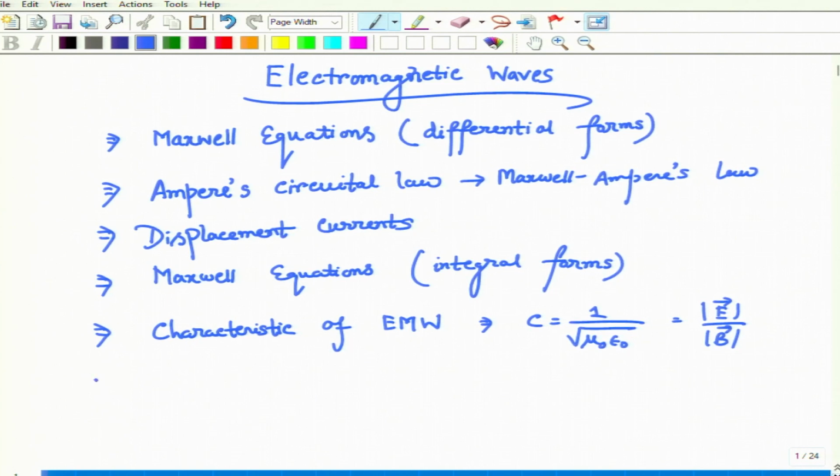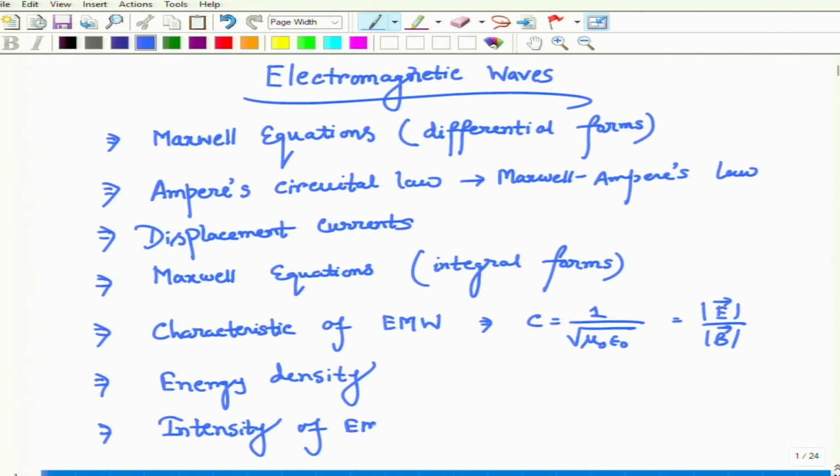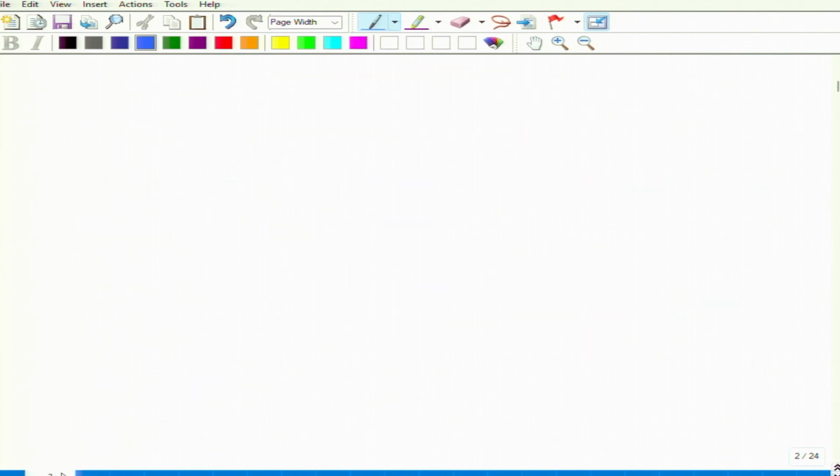Then we discussed the energy density. After that we also discussed the intensity of electromagnetic waves. These things we have already discussed in the last four lectures. Now in this lecture I will discuss the spectrum of electromagnetic waves. So let me start today's lecture.